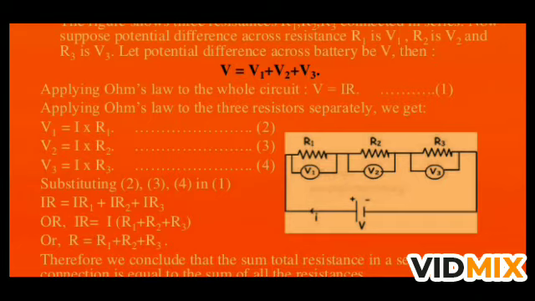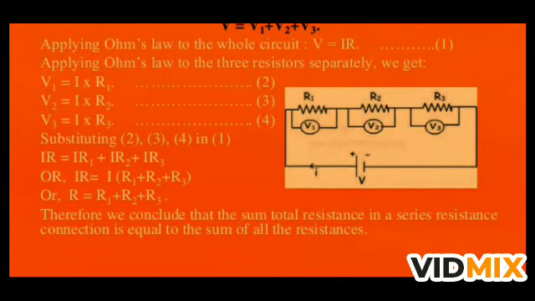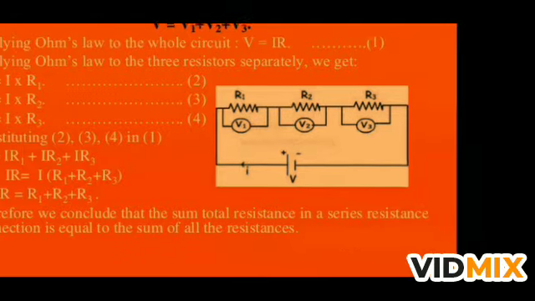And if you add the total and place the values, IR is equal to IR1 plus IR2 plus IR3, or you can take I common. So IR is equal to I times R1 plus R2 plus R3, and if you cancel out the I, you get R is equal to R1 plus R2 plus R3. So we can say the total resistance in series is equal to the sum of all the resistances. Means if resistance 1 is 1 ohm, resistance 2 is 2 ohm, and resistance 3 is 3 ohm, and you have to find the total resistance, you add all the resistances, means 3 plus 2 plus 1 is 6 ohm. So this is the way how we can add the total resistance in the series circuit.